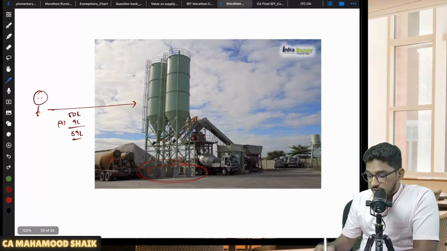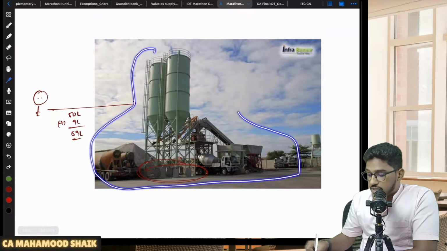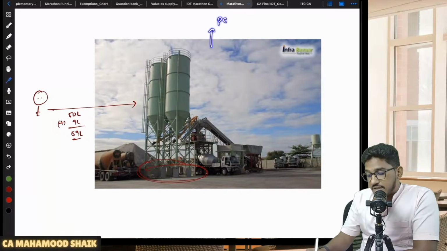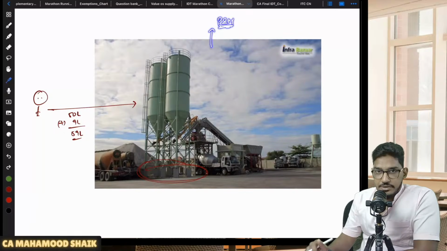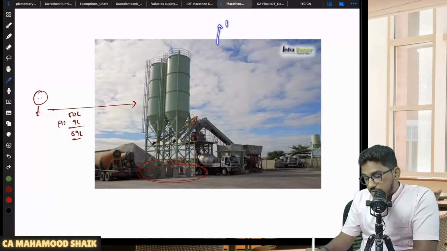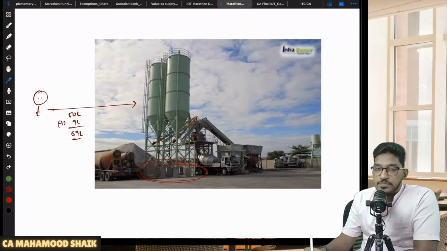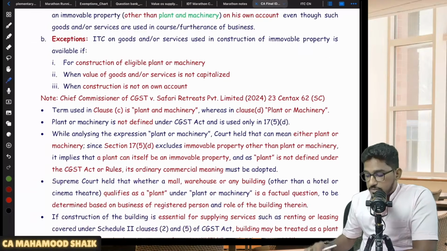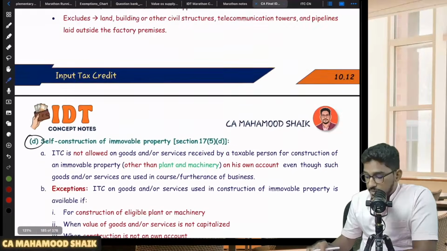Sir, what is plant and machinery? This is what the plant and machinery. So here it is also an immobile property. Here also some contractor came and told, sir, I will construct this plant and machinery for you for 50 lakh rupees, on which he is charging GST. Sir, can I claim this 9 lakh rupees of ITC? Yes. Why? Because here the immobile property which is getting constructed is falling under plant and machinery definition. So if you are receiving works contract services in relation to construction of an immobile property, but which is falling under plant and machinery definition, then you can claim ITC. But here it is very much necessary for us to understand what is this plant and machinery.